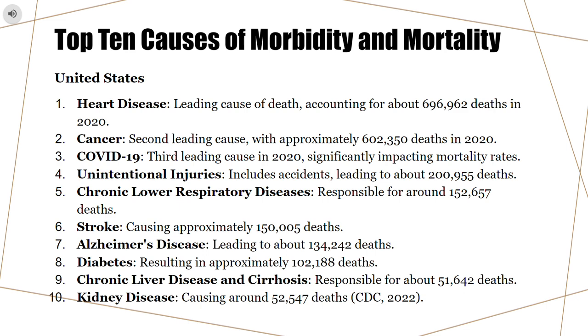The fourth leading cause was unintentional injuries, including accidents, leading to about 200,000 deaths. The fifth leading cause was chronic lower respiratory diseases, responsible for around 152,000 deaths. The sixth leading cause was stroke, causing approximately 150,000 deaths. The seventh leading cause was Alzheimer's disease, leading to around 134,000 deaths. The eighth leading cause was diabetes, resulting in approximately 102,000 deaths.